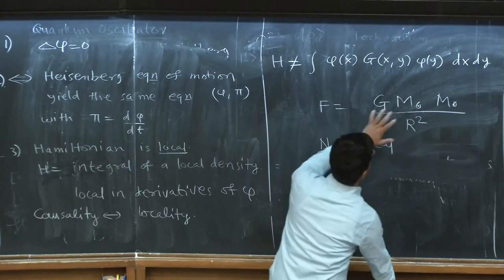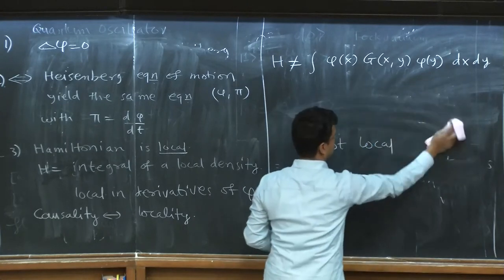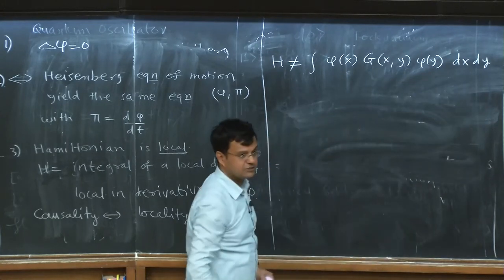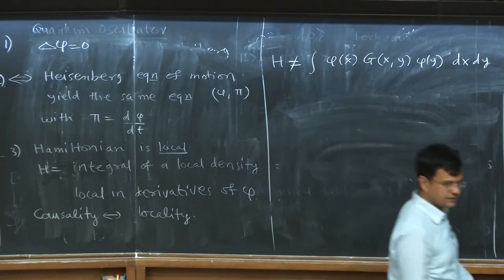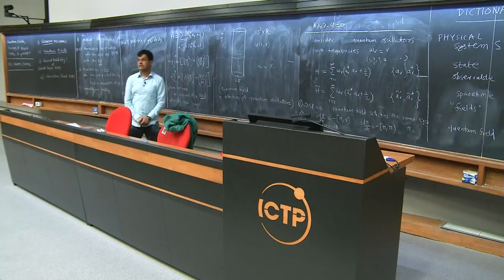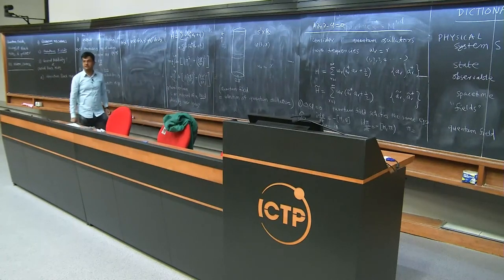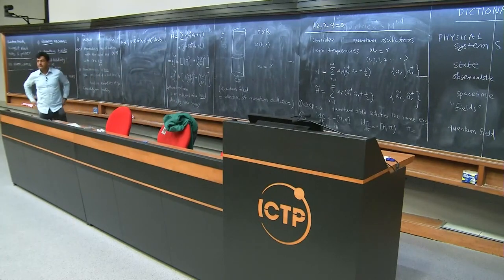This kind of thing cannot happen in quantum field theory. So Newtonian gravity is not allowed according to our principles of local field theory. And that's why Einstein had to construct his theory of gravity, which is local.